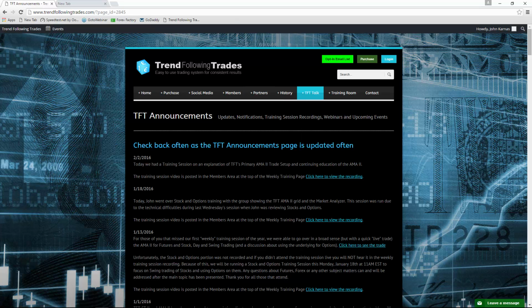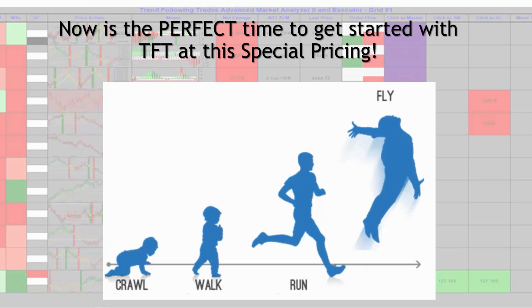Just remember, now is the perfect time to start. I love this slide, and for what I think is good reason. Crawl, walk, run, then fly. You've got to start this process, and I can ask you to give us a chance.